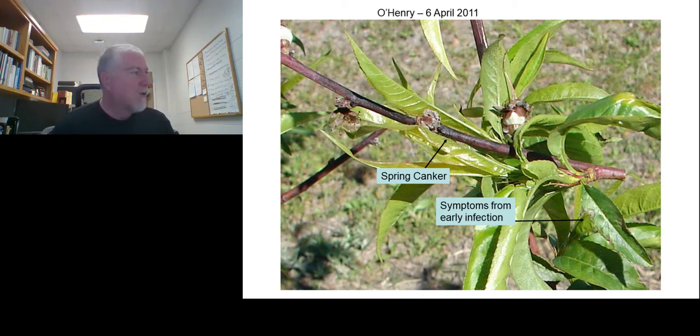You see here the spring canker that he shows you, a good diagrammatic of that. And then you see these spots that you would not necessarily identify as bacterial spot on those leaves. That's already occurring by the 6th of April. That's very early in the season. And I think that's a good slide to kind of show you how quickly this particular epidemic can be started.